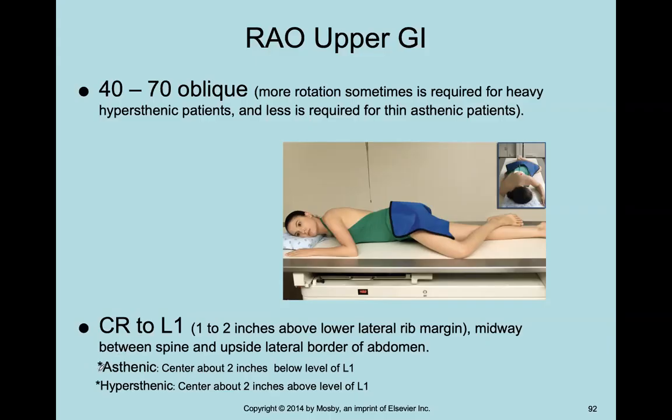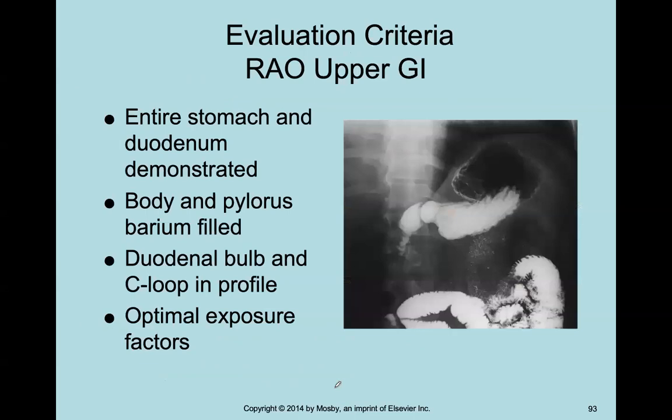Now look here, asthenic is going to require different centering than hypersthenic, right? So asthenic, center 2 inches below the level of L1; hypersthenic, center 2 inches above the level of L1, okay? Because remember, asthenic stomachs are lower, hypersthenic stomachs are higher.